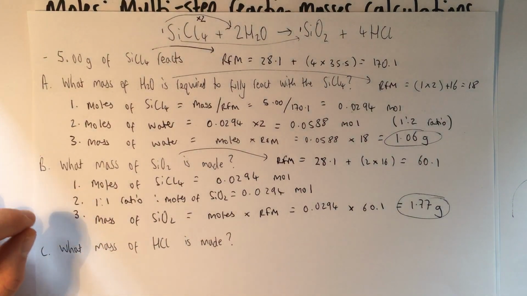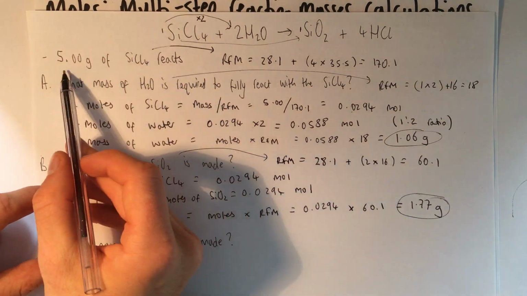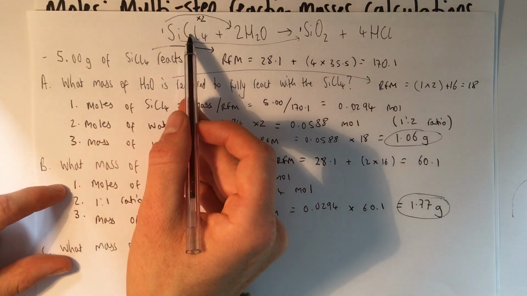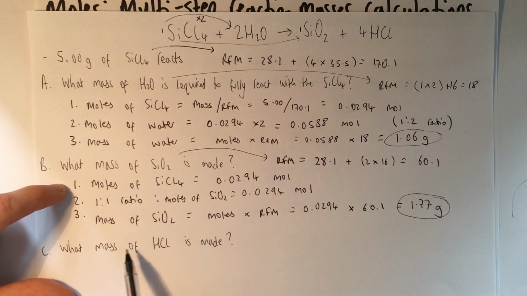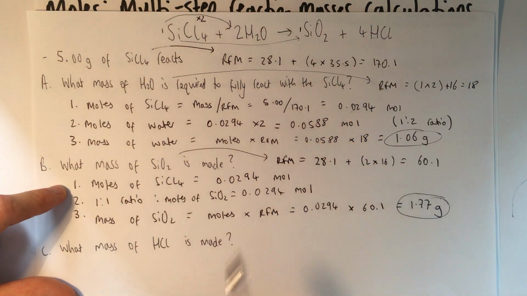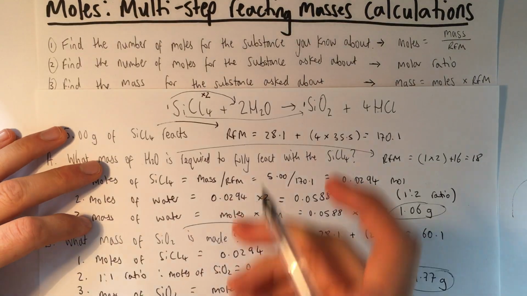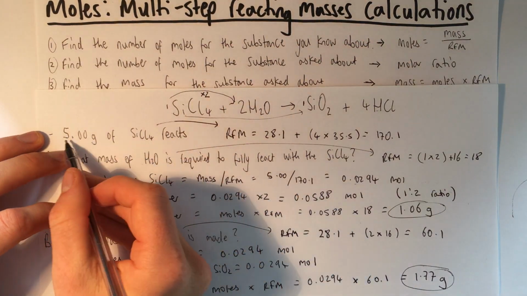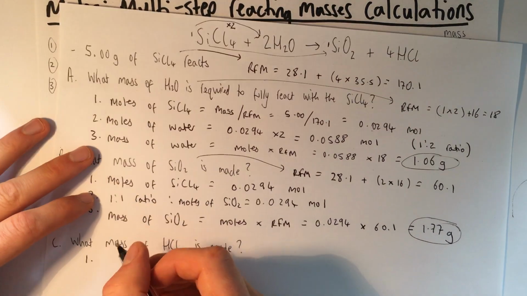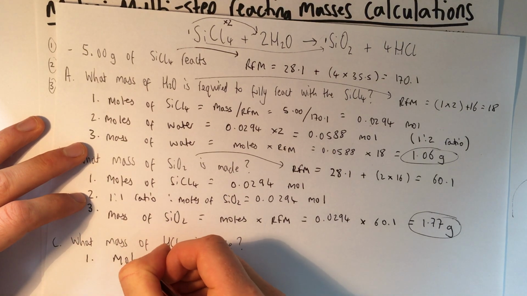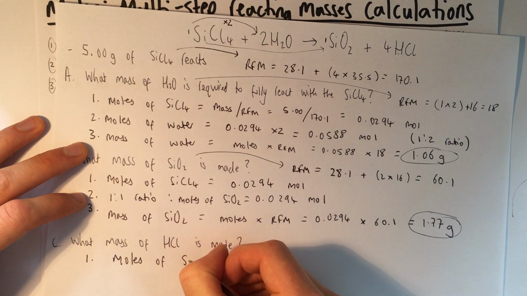Okay, I'm going to go through one more example then. Same start of the question, 5 grams of silicon tetrachloride, and I'm asked what mass of hydrogen chloride is made. The first step again is going to be the same. I need to find the number of moles of the substance I know about, which is silicon tetrachloride. So I'm just going to write that exactly like I did last time.